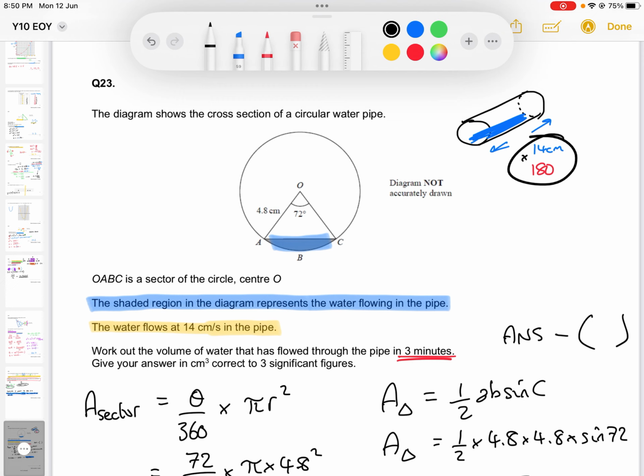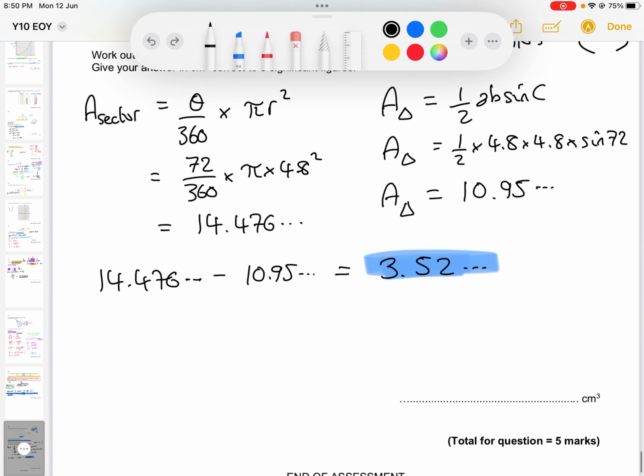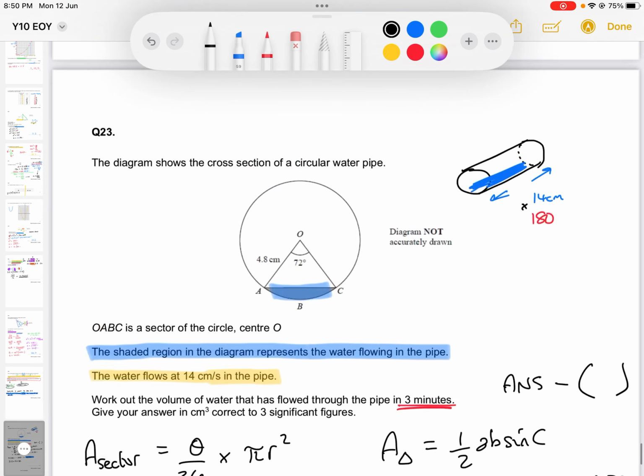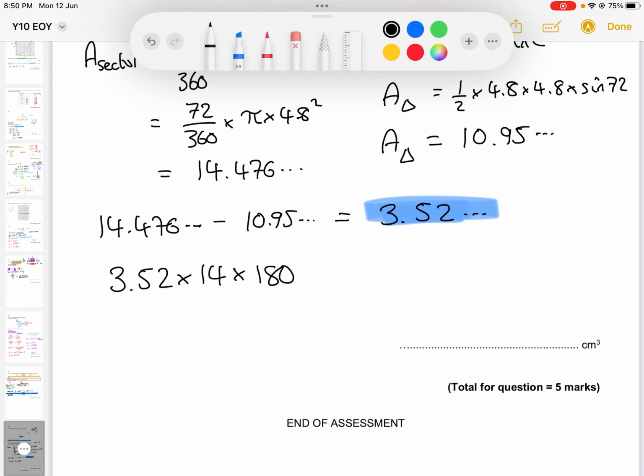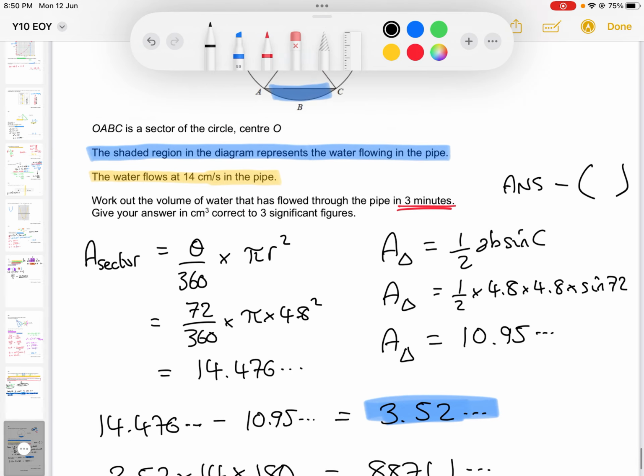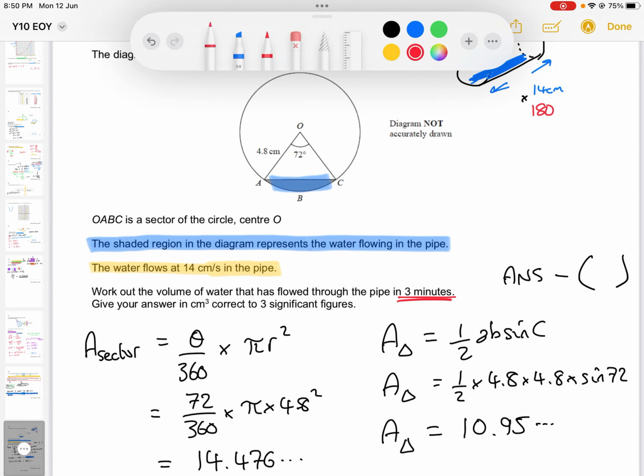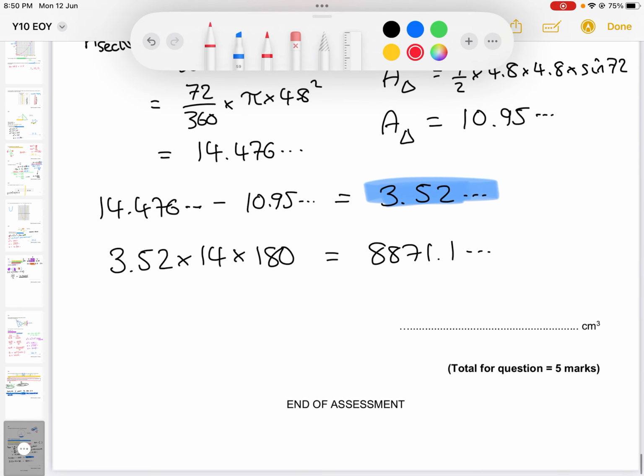We're then going to times that by 14 and times it by 180 in order to get our volume. And from that, just checking, yep, from that we end up with 8,871.1 and change.